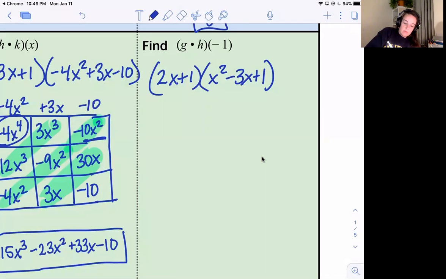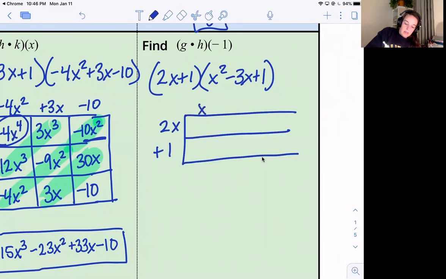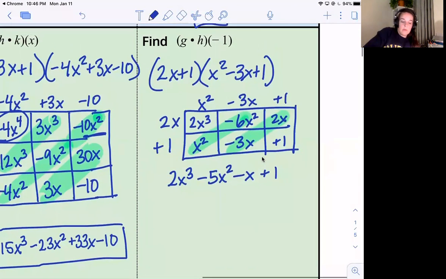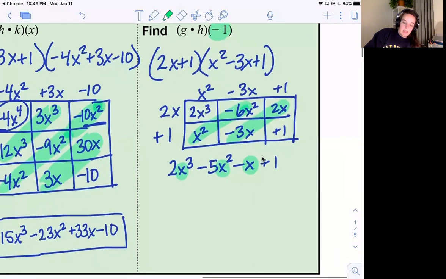So I'll show you the first method, which would be like 2x plus 1, and then x squared minus 3x plus 1. So we'd have 2x to the third minus 6x squared, 2x, x squared, negative 3x plus 1, x squared and x squared, x and x. So you'd have 2x to the third minus 5x squared minus x plus 1, something like that. And then remember that x is negative 1.